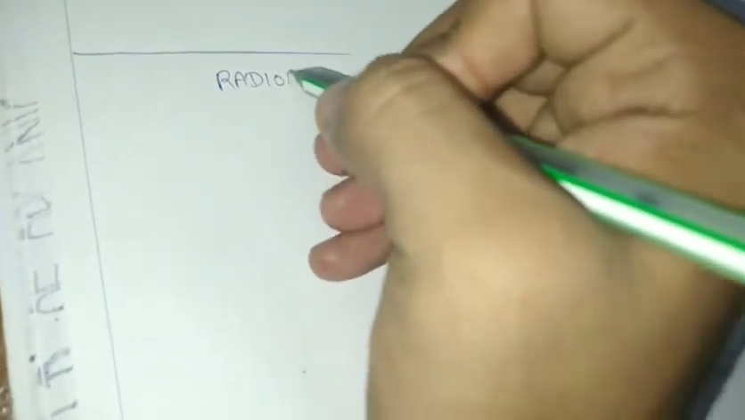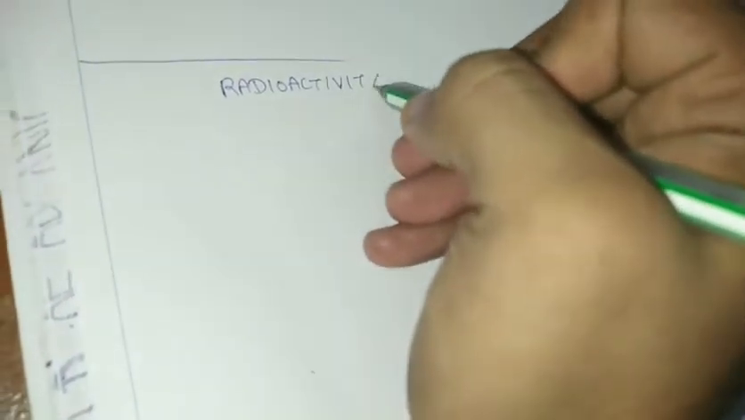Now I'll speak something about radioactivity. You will learn it in chemistry also, physics also, so it is not that important. Basically, in order to be stable, I already said that everything in the world needs to be stable. So in order to be stable, certain elements emit radiations on their own. Okay, it happens naturally so that it becomes stable.